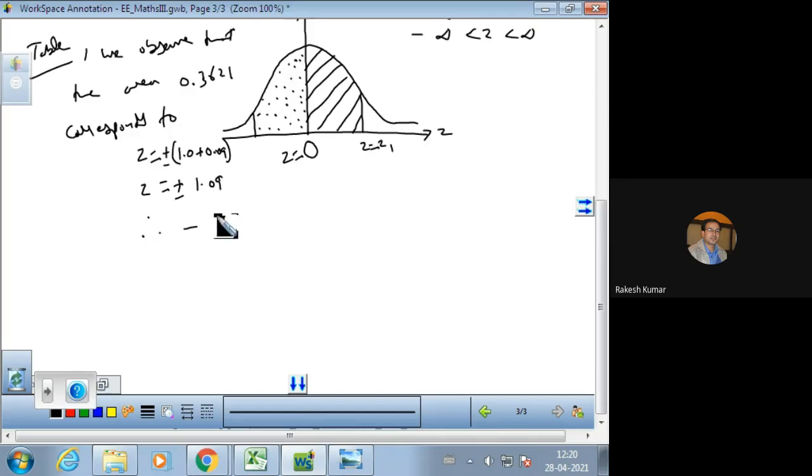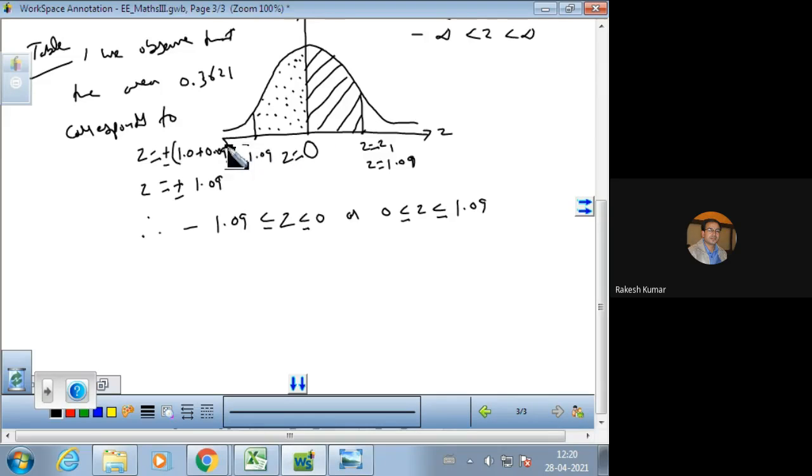तो यहाँ से हम लोग लिख सकते हैं कि 1.09 ≤ Z ≤ 0 और 0 ≤ Z ≤ 1.09. Means to say that ये जो point है, this one, that should be 1.09 and this point should also be 1.09, but it is on the negative side.